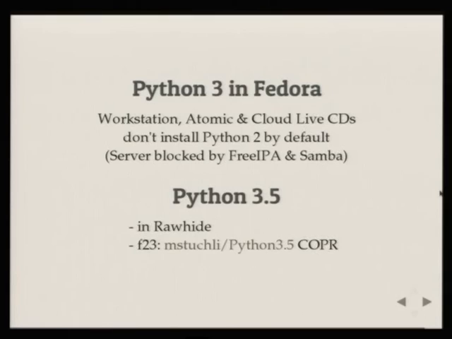So, as you might know, in Fedora, where we don't install Python 2 by default on workstation, server is still blocked. If you want to use Python 3.5 in Fedora now, you need to either use Rawhide or Copr, because we missed the release date by a few weeks or months. Well, just a really short time. Sorry for that. It'll be there.